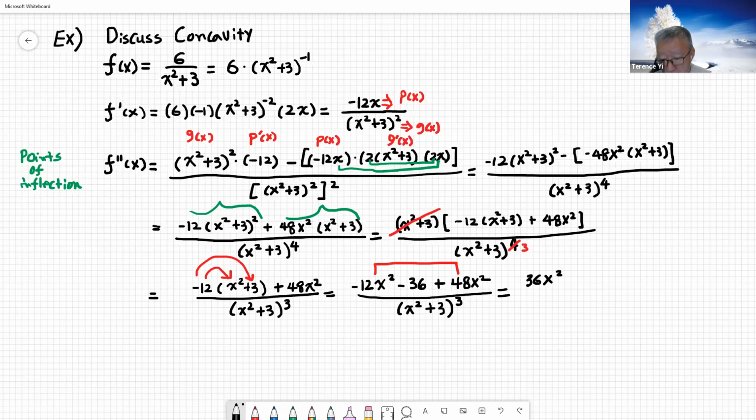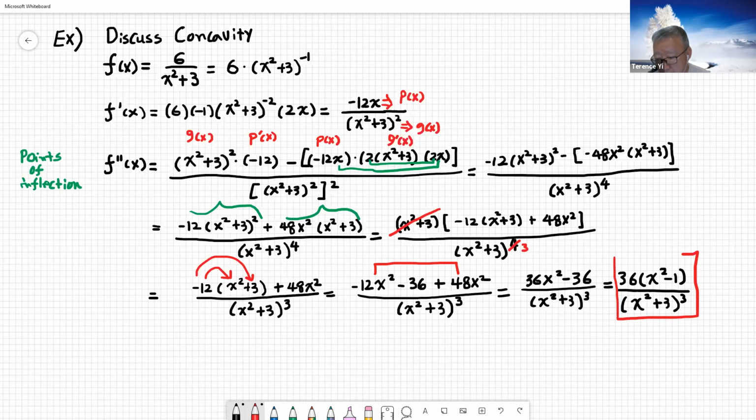Then you have minus 36 divided by (x squared plus 3) to the cube. And if I just take out the 36 from the front, then I'm going to have (x squared minus 1) over (x squared plus 3) to the cube. So that's going to be our second derivative of the given function there.